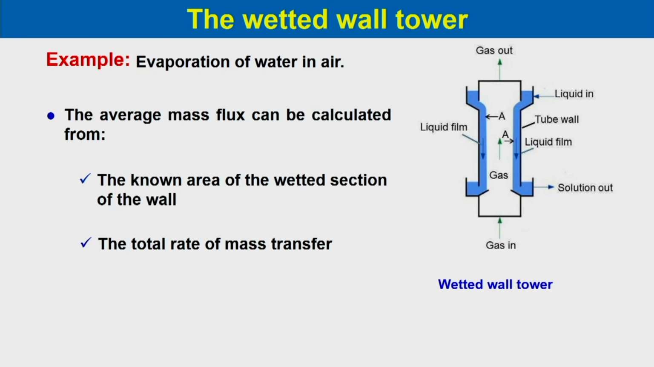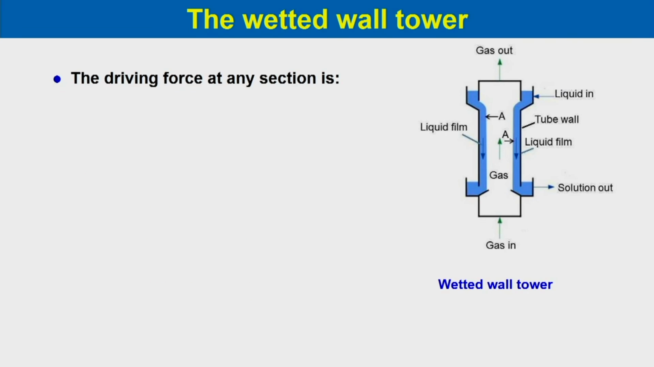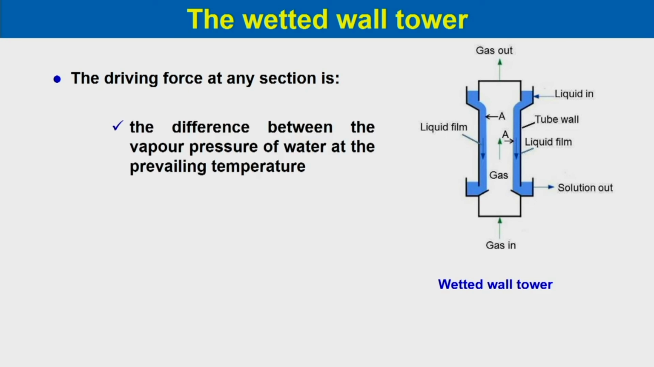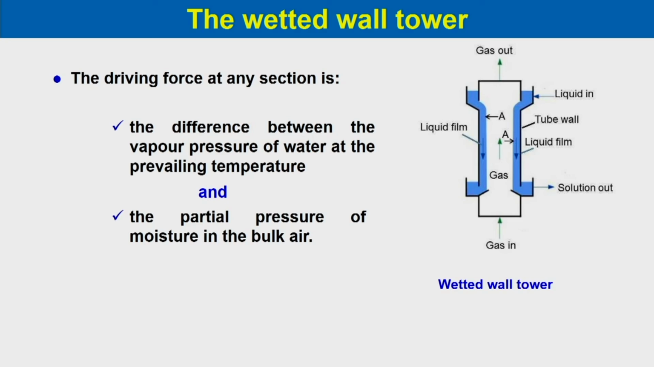The total rate of mass transfer and the average driving force can be calculated from this. The driving force at any section is basically the difference between the vapor pressure of water at the prevailing temperature and the partial pressure of moisture in the bulk air. So, the driving force can be calculated over here.